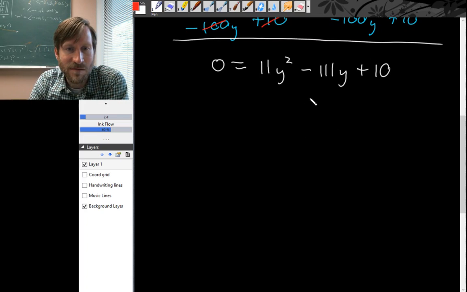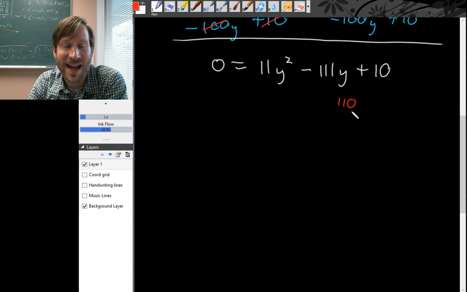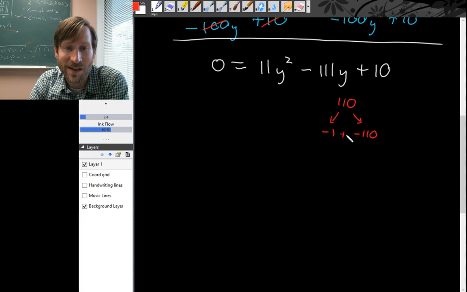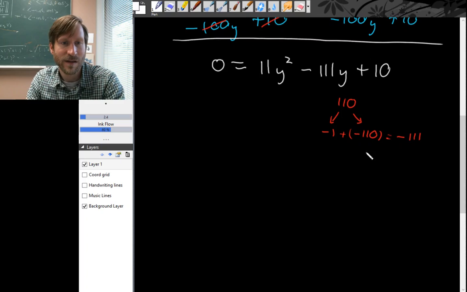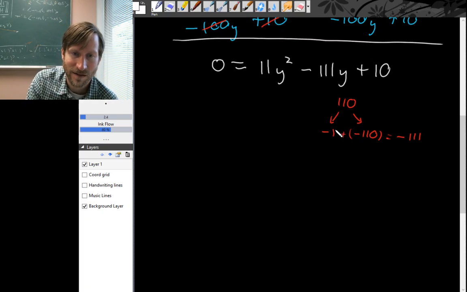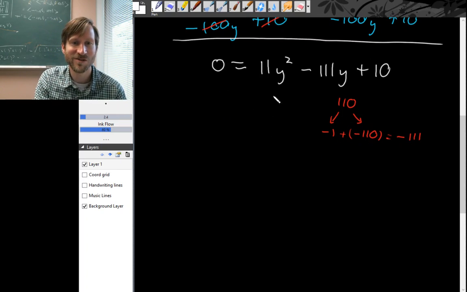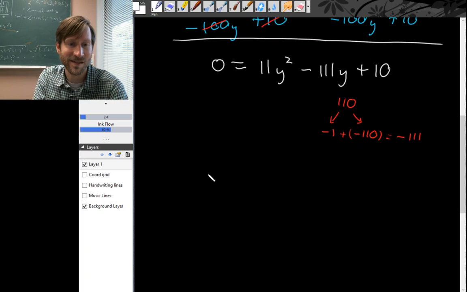So using our AC method, 11 times 10 is 110. So we're looking for factors of 110 that add up to negative 111. The most obvious one is minus 1 times minus 110. And that, sure enough, will work, because when you add those together, you get negative 111. So we can use this minus 1 and minus 110 to split up the y's in the middle.